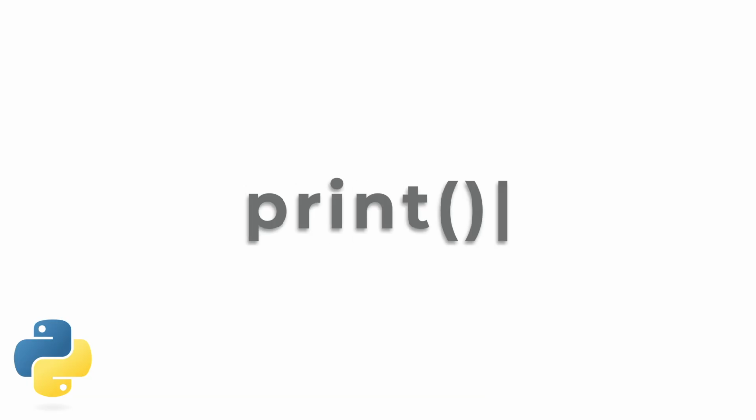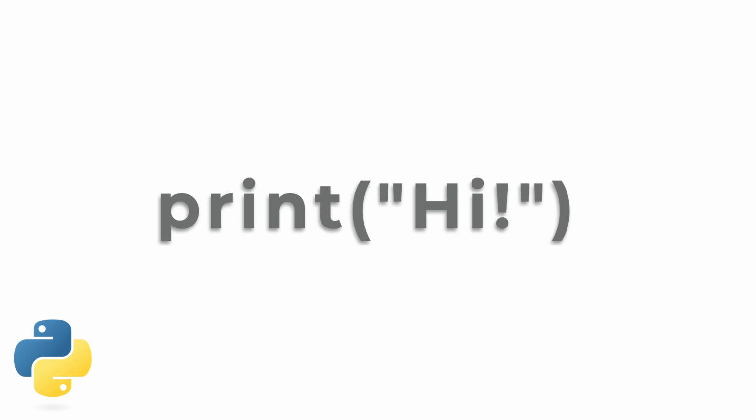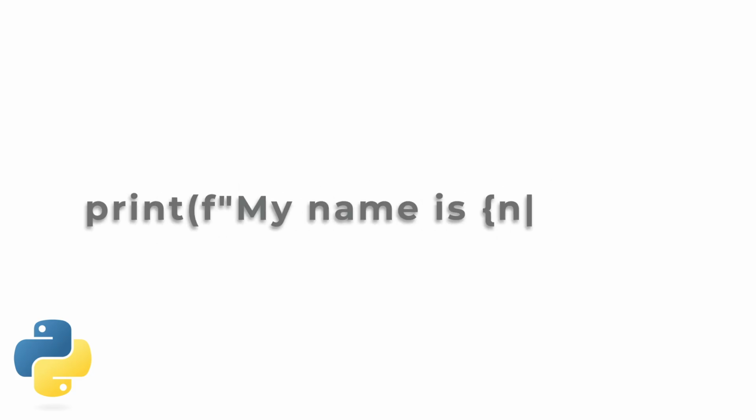Now, let's make Python talk back to us using the print function. The print statement displays information on the screen, and it's one of the most common things you'll use. For example, print hi. That's the simplest way to make Python say hello. But we can do better with something called an f-string, which lets you insert variables directly into text. Check this out. The curly braces inside the string act like windows where Python shows the variable's value. It's a super clean way to mix text and data, and it's been around since Python 3.6.